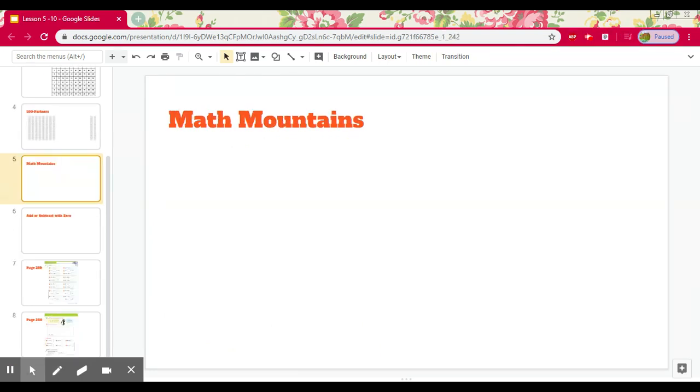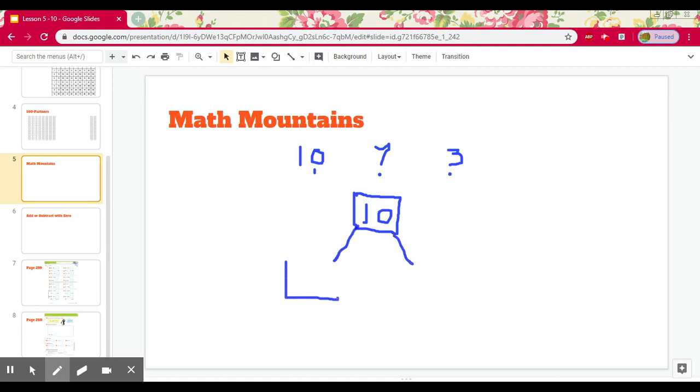Another strategy we can use to help us solve is Math Mountains. Math Mountains show the relationships between the partners and the total. It can help us add and subtract. It can also remind us to use addition to check our subtraction. Let's make a Math Mountain for the numbers 10, 7, and 3. 10 would be at the top of the Math Mountain because it's the largest number out of the 3 we have here. And it's also the total of 7 plus 3. 7 and 3 would go at the base of the Math Mountain.